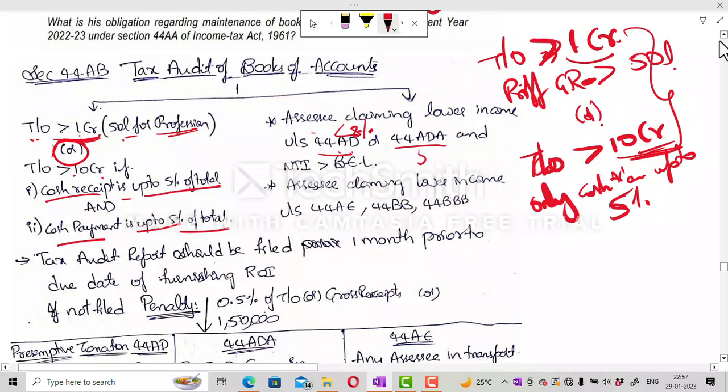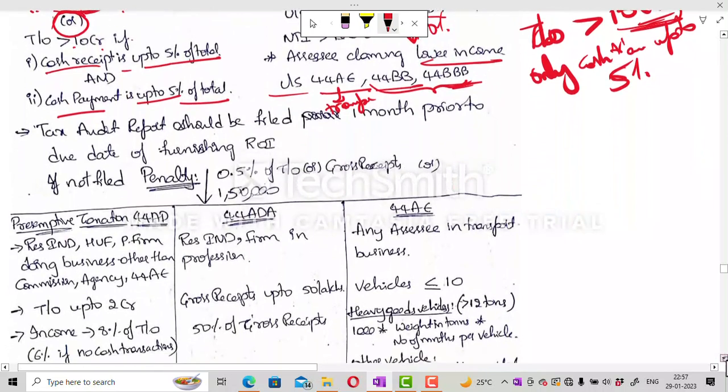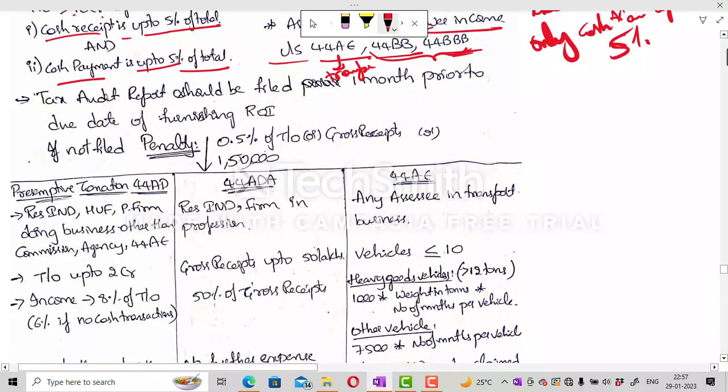Or 44ADA. In case of professionals, we have to pay a minimum of 50%, and here we are declaring lower income than 50%. Then also we have to get the books of accounts audited. Or the assessee claims lower income under section 44AE, 44BB and 44BBB. See, 44AE is for transportation business, 44BB and 44BBB are for non-residents, for shipping business. So all of them should get their books of accounts audited.